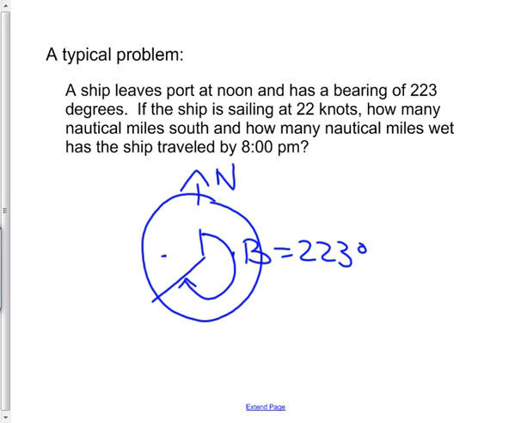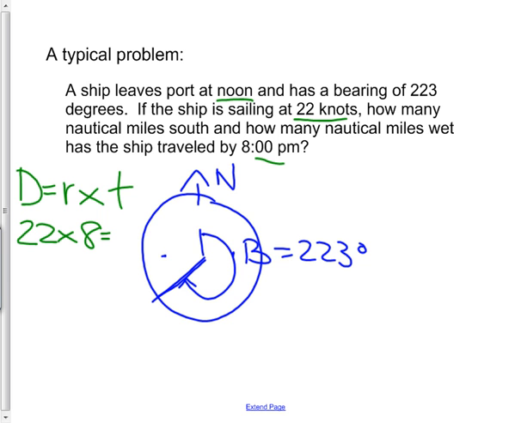So now we want to know this distance. And an important formula that you're going to need is distance is equal to rate times time. So their rate is 22 knots, because remember we said that was nautical miles per hour. So we have 22 times, now our time. How long did it take them? They started at noon and then it was 8 o'clock p.m. So how long is that? From noon to 8 p.m. is 8 hours. So 22 times 8 will give us our distance.